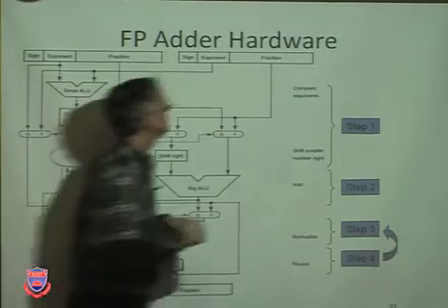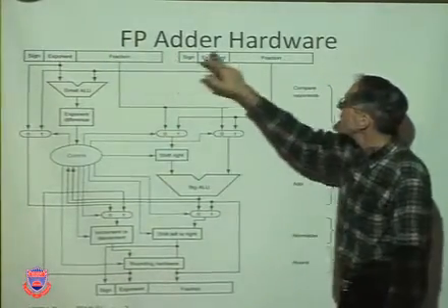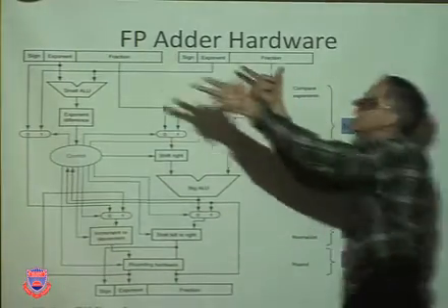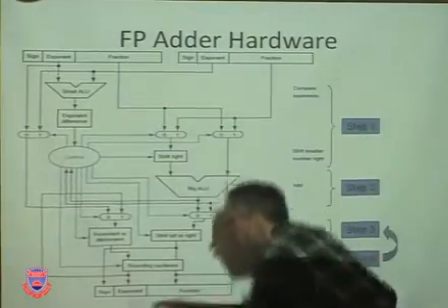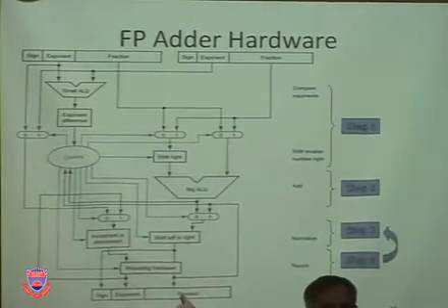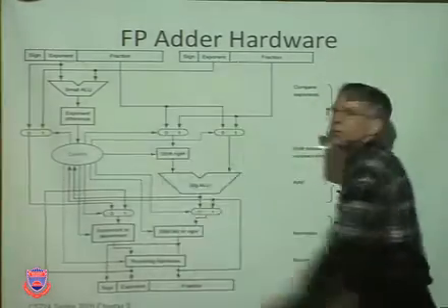Let's see what's going on here. Sign, exponent, fraction, that's one of my numbers. Sign, exponent, fraction, that's my other number. I start with two numbers in floating point format. When I'm done, I get the sum in floating point format, or the difference. Okay, so that's great. What are we doing here? We're flowing through some hardware.